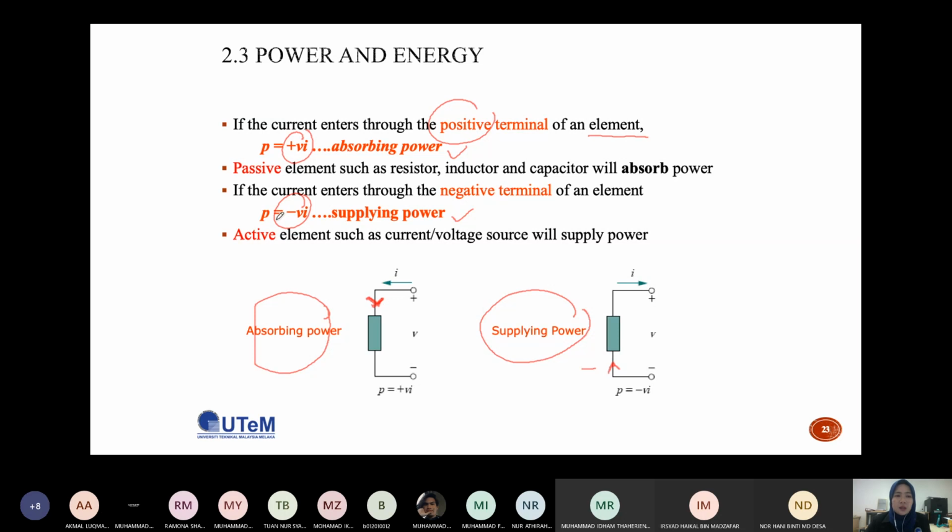Okay. Active element. An active element is an element that can generate its own power, such as a current source or a voltage source. So these active elements will supply power. This is the difference between absorbing power and supplying power.